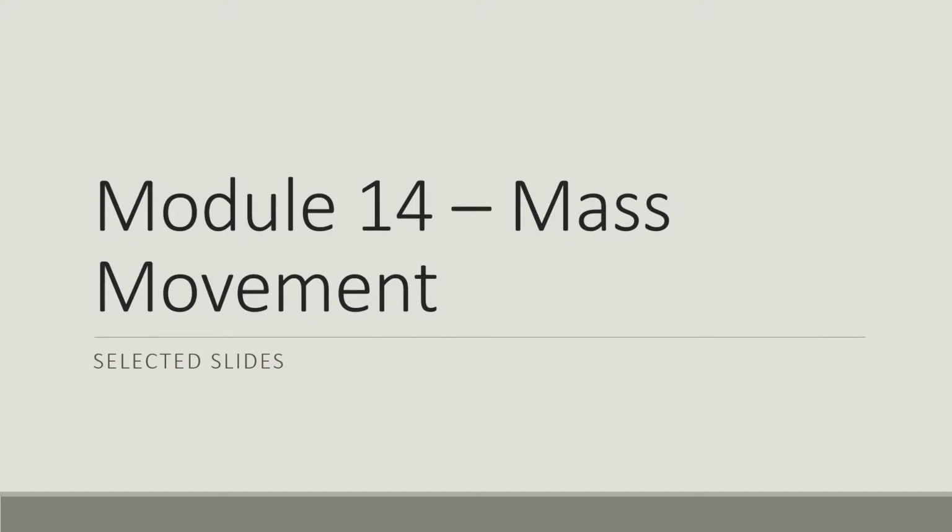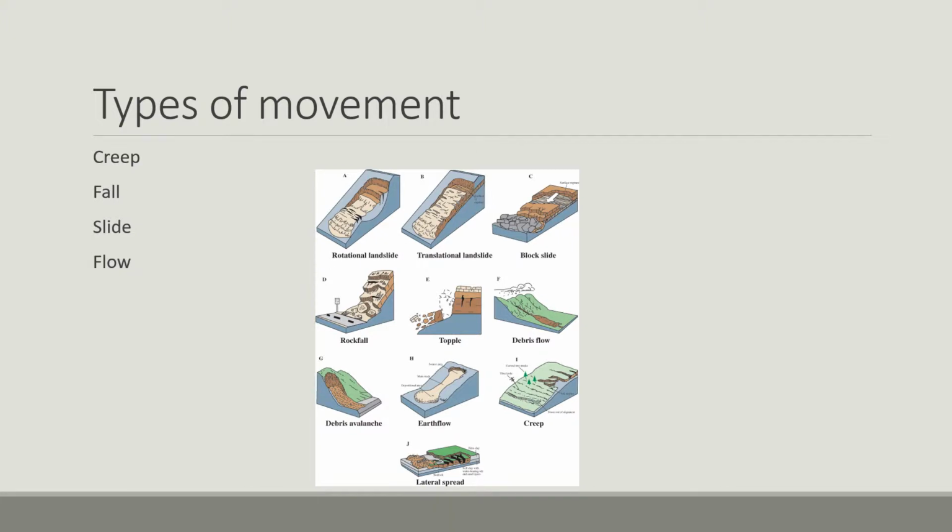One of the key things that you should have picked up on in your reading this week with mass movement is the amount of water is really going to impact what our material looks like as it moves down slope, and really have an impact on how quickly it can move as it's coming down. So you should have touched on the types of movements in your reading, so we can have creep, fall, slides, and flows.